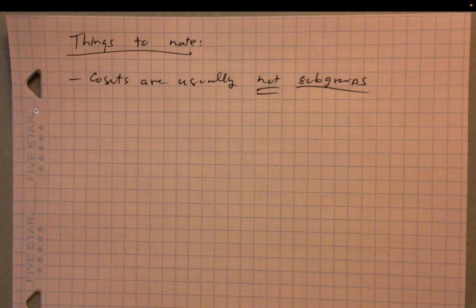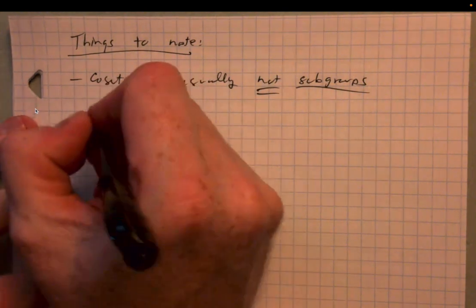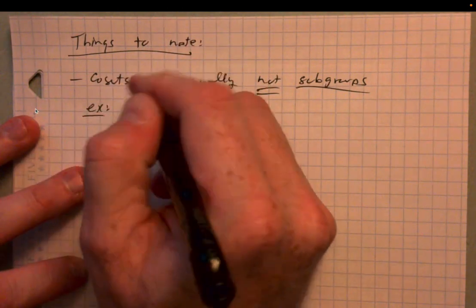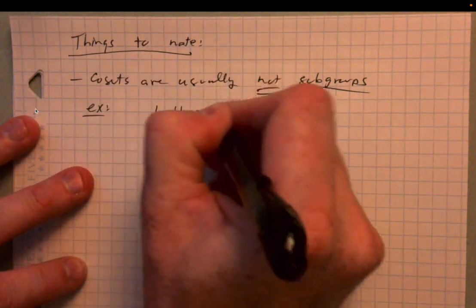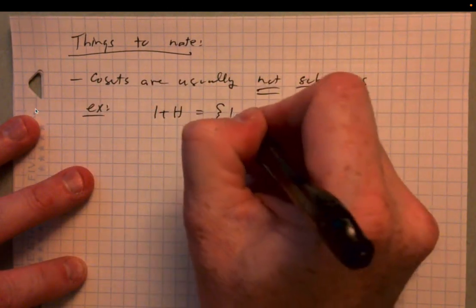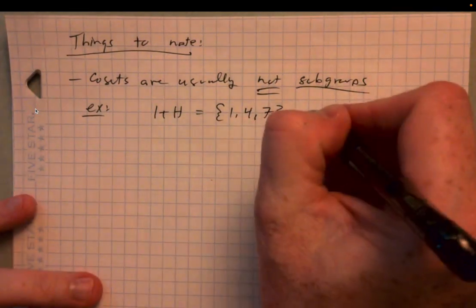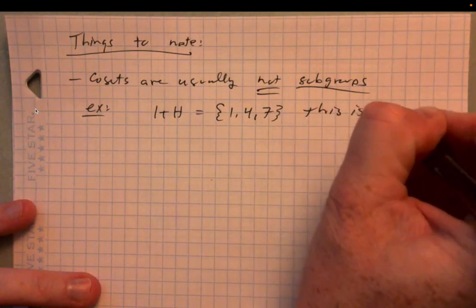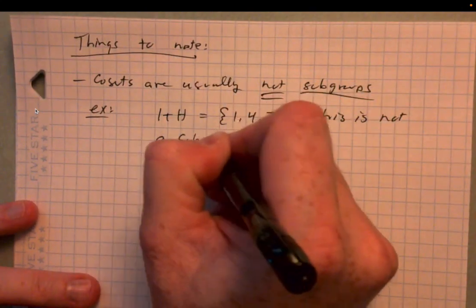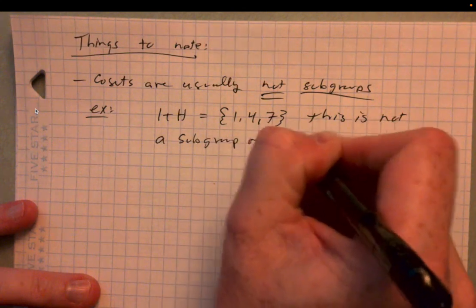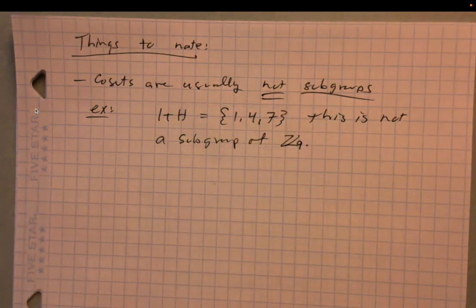It's easy to see in the previous example. We had 1 plus H, for example, which we saw was 1, 4, and 7. And this is not a subgroup of Z9. 1 plus 4 is 5, which is obviously not in 1 plus H. So that's the first thing to note.